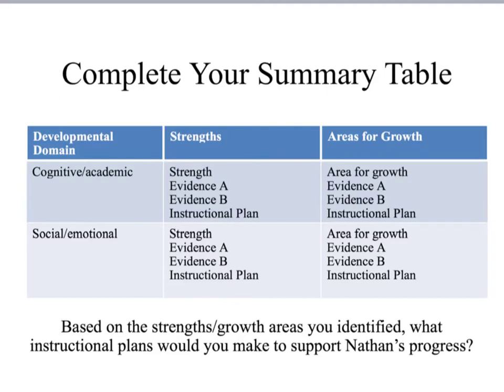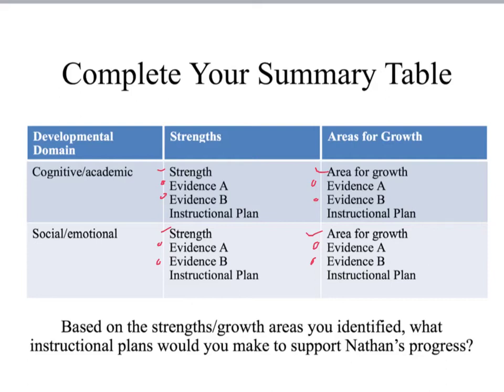Okay, once you've identified the strengths and areas for growth, you can complete your summary table: 2 pieces of evidence to support each strength, and 2 pieces of evidence to support each growth area. And then the final thing that you need to do is think hard about the data that you gathered and try to determine what your next steps might be.